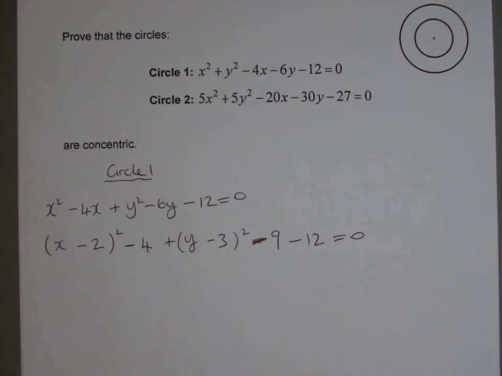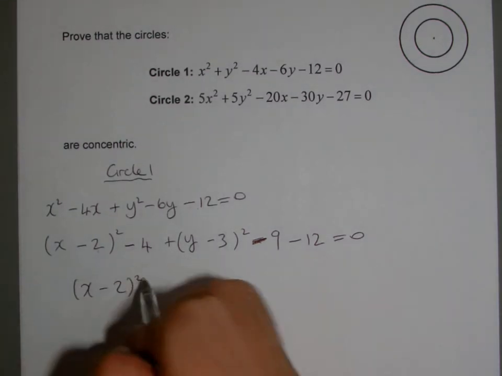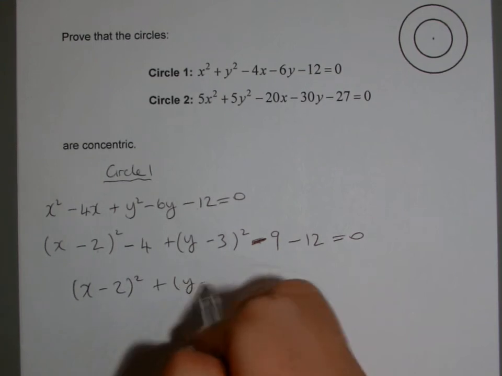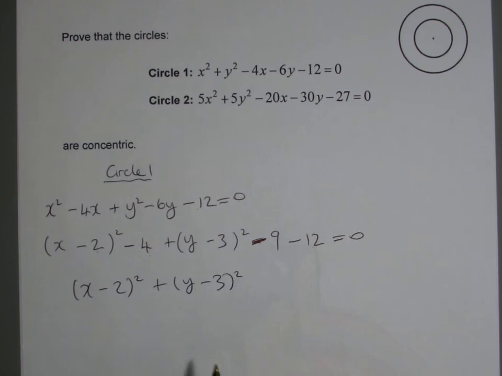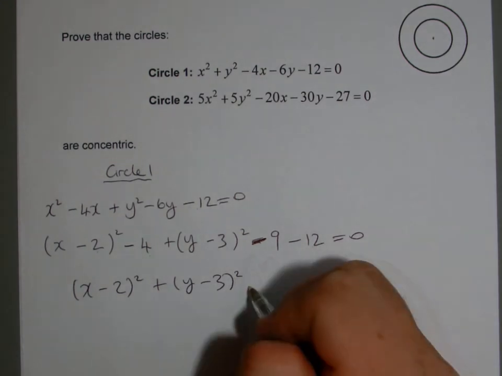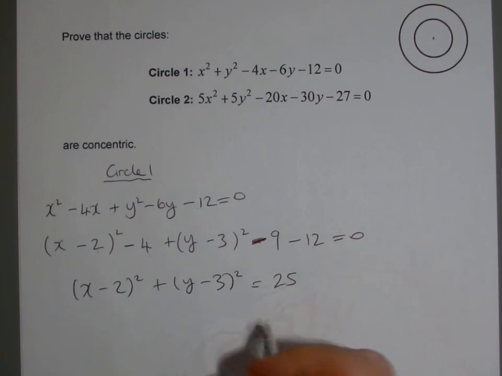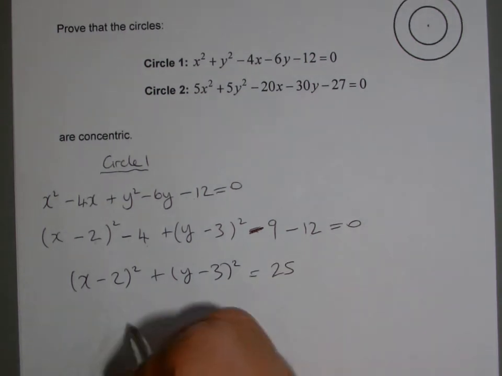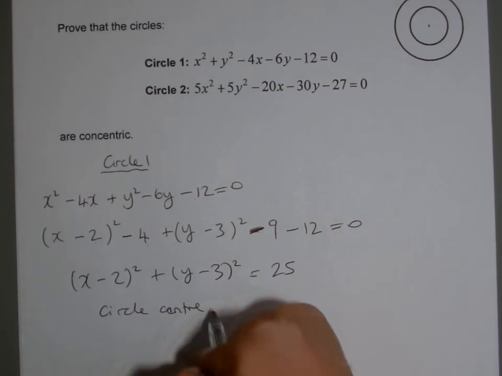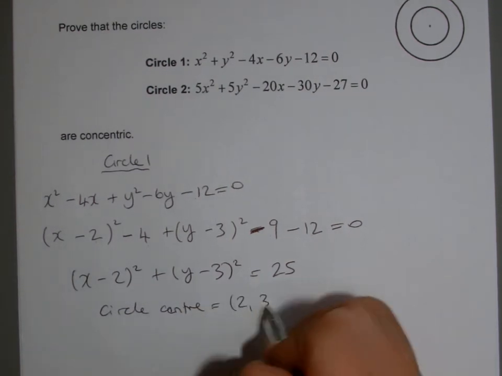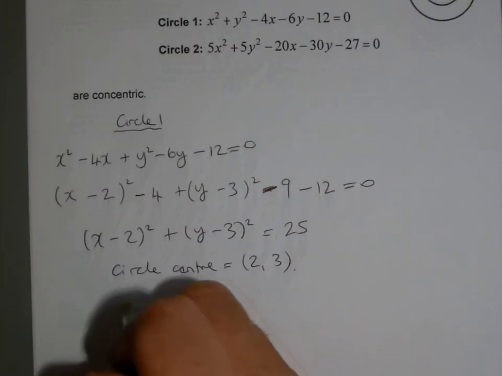So simplify this, you get x minus 2 all squared plus y minus 3 all squared, and then -4 minus 9 minus 12 is 25, so take it over by 25. Now the radius I'm not really bothered about, but you can see the circle center from here, which will equal 2, 3. So we hope that will be the same with circle 2, and then we've proved that they're concentric.